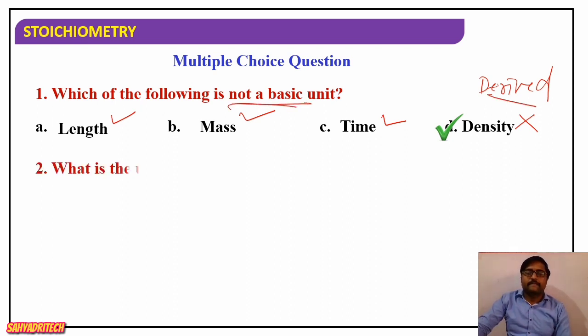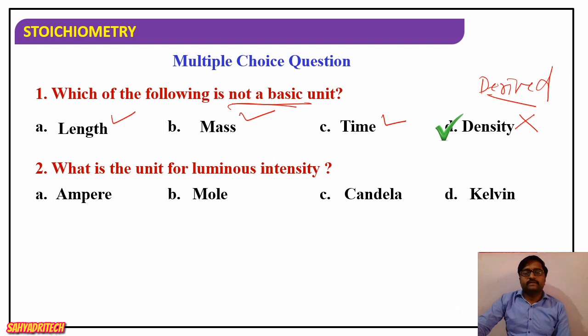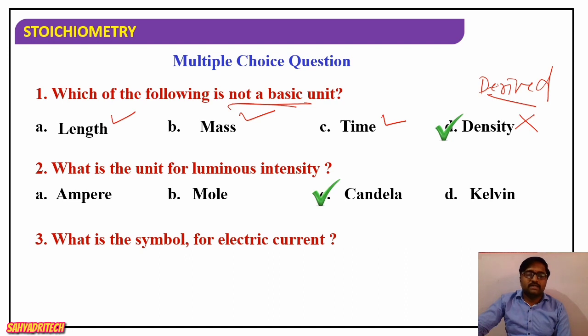Next question. What is the unit for luminous intensity? First option ampere, second mole, third candela, and fourth Kelvin. Remember that chart. Ampere is the unit of electric current, mole is the amount of substance, and Kelvin is temperature. So candela is the answer. Candela is the unit for luminous intensity, and its symbol is cd.